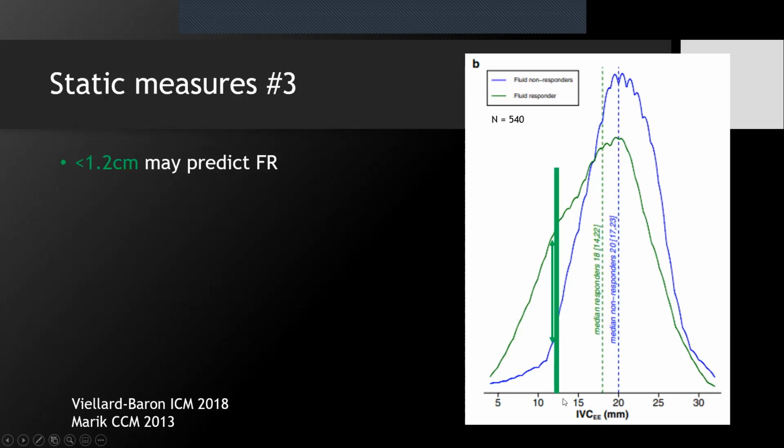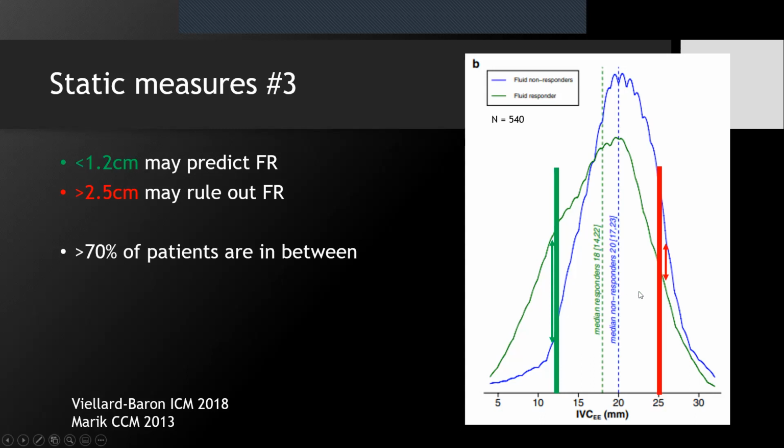And you can see that at an IVC diameter of about 1.2, there is quite a big difference between the curves, but that's only still 80% specific. And at an IVC diameter of greater than 2.5, the difference between the curves starts to narrow. So at this point, almost no one is fluid responsive. And this also is a cutoff to be 80% specific for fluid responsiveness. The problem is that, first of all, 80% specific is not great. The other problem is that 70% of patients are in between.